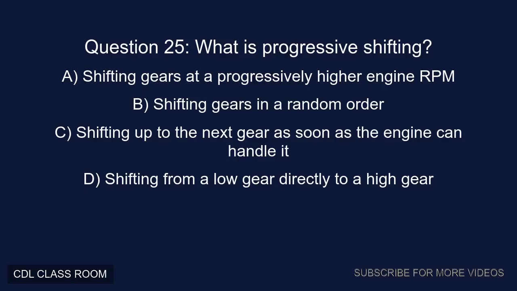Question 25. What is progressive shifting? A. Shifting gears at a progressively higher engine RPM. B. Shifting gears in a random order. C. Shifting up to the next gear as soon as the engine can handle it. D. Shifting from a low gear directly to a high gear. Correct answer, C. Shifting up to the next gear as soon as the engine can handle it.